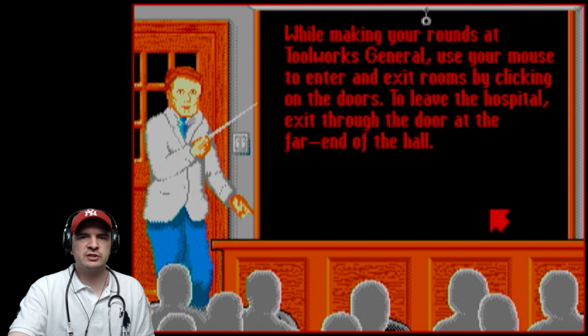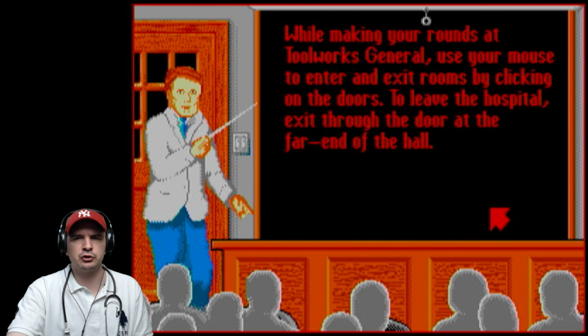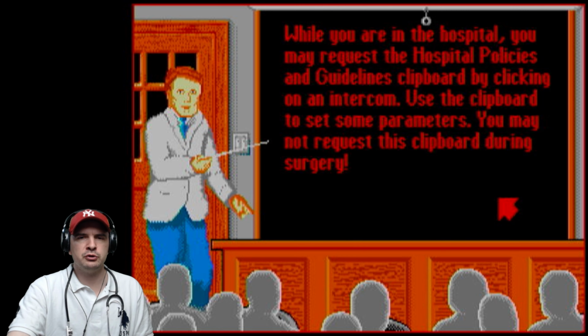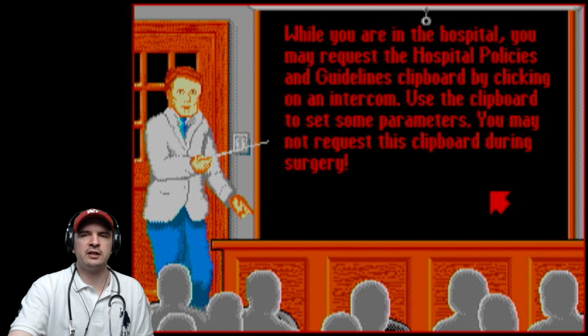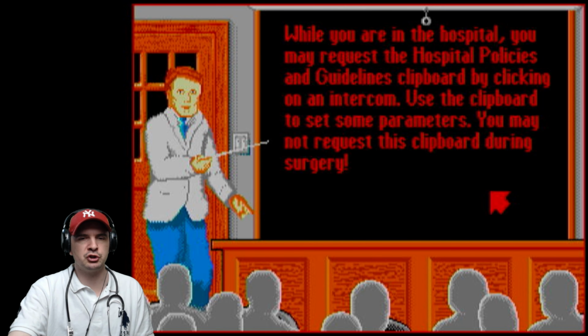While making your rounds at ToolWorks General, use your mouse to enter and exit rooms by clicking on the doors. To leave the hospital, exit through the door at the far end of the hall. While you're in the hospital, you may request the hospital policies and guidelines clipboard by clicking on the intercom. Use the clipboard to set your parameters, and you may not request the clipboard during surgery.